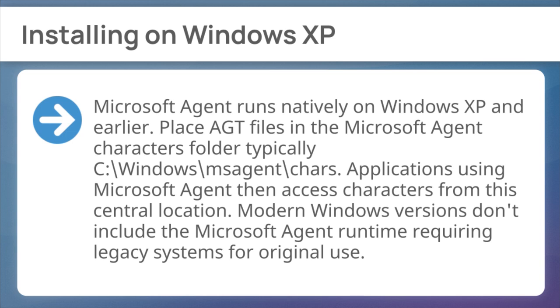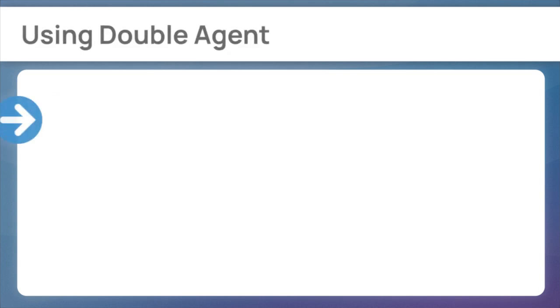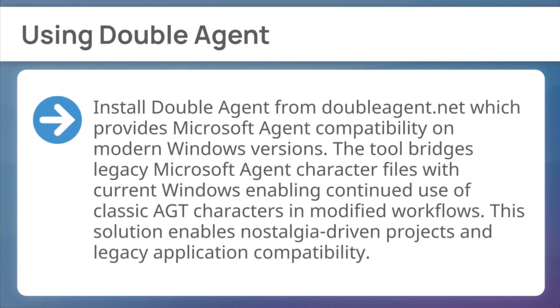Modern Windows versions don't include the Microsoft Agent runtime, requiring legacy systems for original use. Next, using Double Agent. Install Double Agent from doubleagent.net, which provides Microsoft Agent compatibility on modern Windows versions. The tool bridges legacy Microsoft Agent character files with current Windows, enabling continued use of classic AGT characters in modified workflows. This solution enables nostalgia-driven projects and legacy application compatibility.